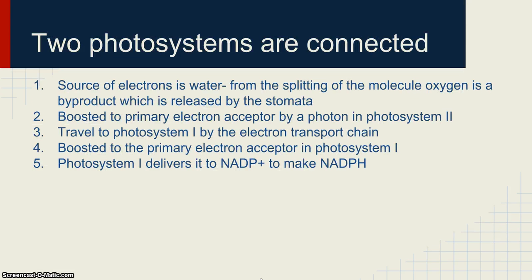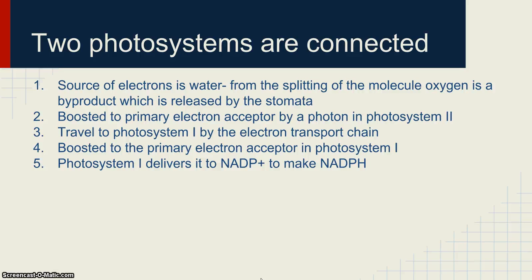So they're both connected. The source of electrons is water, so we're going to split the water molecule, and the oxygen is a byproduct which is released by the stomata in the leaves. So that bottom portion, those holes in the leaves, they're the stomata. And the electrons are boosted to the primary electron acceptor by a photon in photosystem 2. So remember, that light comes in, we're transferring that light, and then we boost it up to that primary electron acceptor.